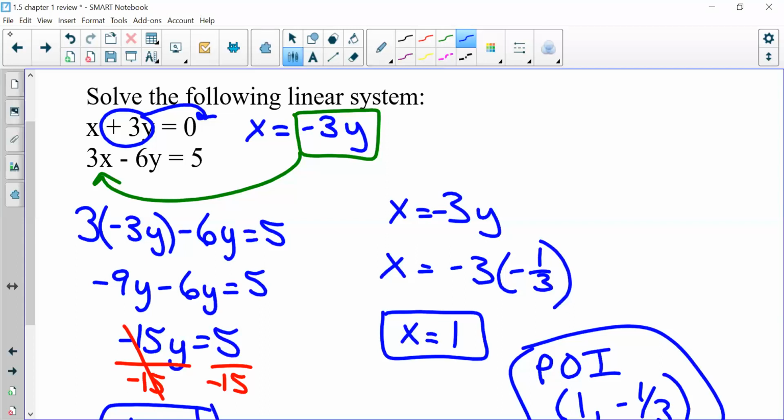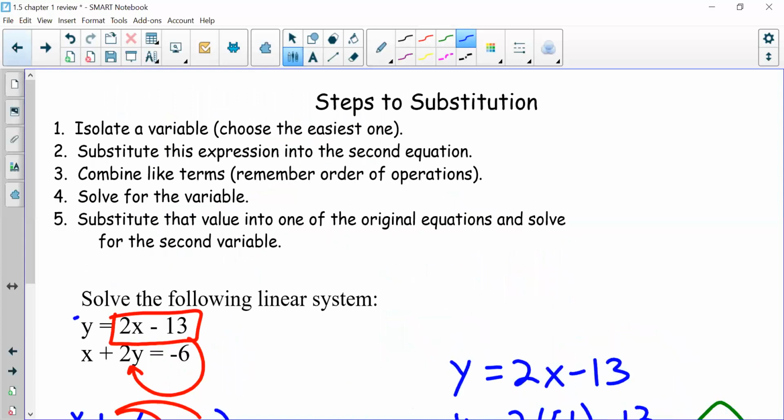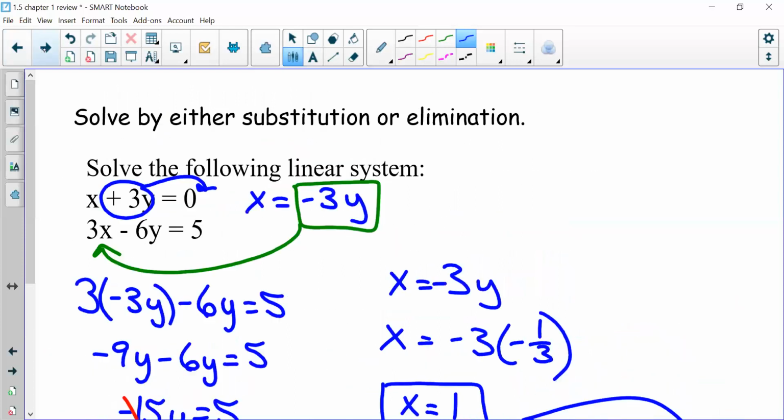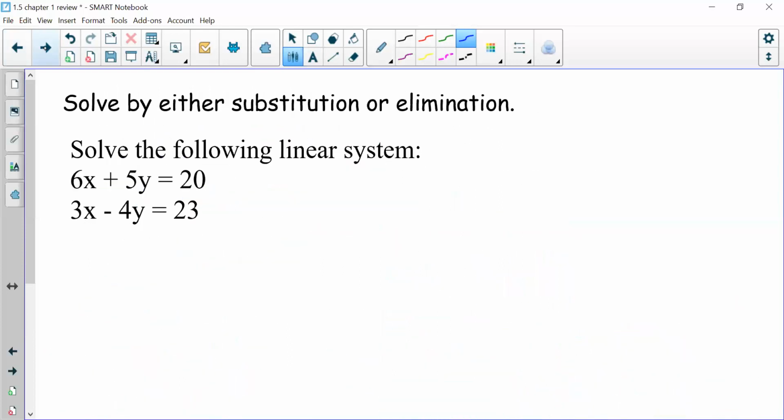So then, Patrick, what I would say is the only time you're going to do substitution is when the variable is isolated. Everything else, go to elimination. Cool. Okay.